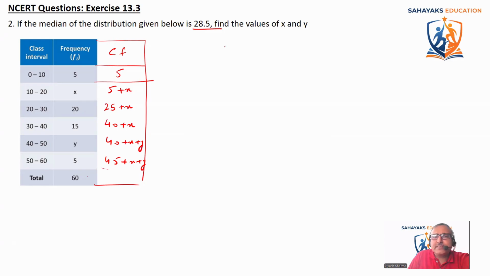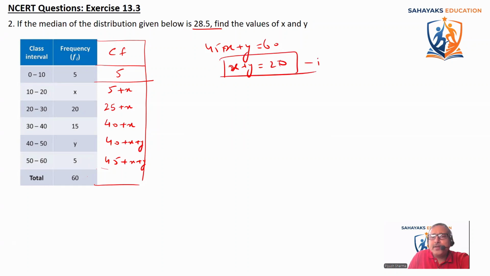So what does it give us? 45 plus x plus y is equal to 60. So x plus y comes out to be 20. This is the first equation we got: x plus y is 20. Now there are a total of 60 values. When we know there are a total of 60 values, then where does the middle value come? It will be the 30th value and the 31st value. So let's find out where the 30th value is going to lie.